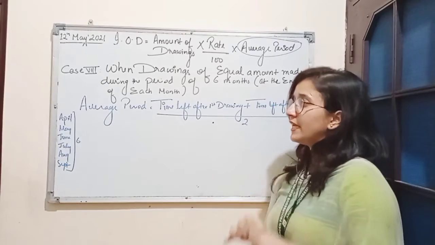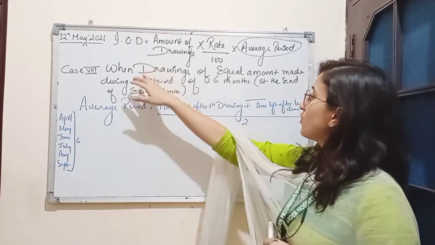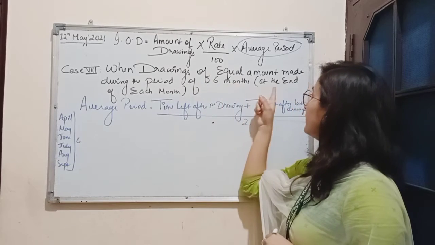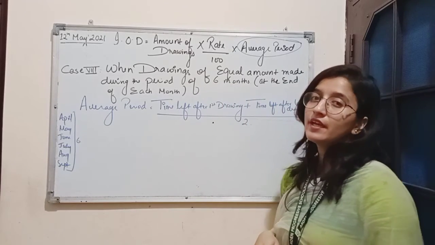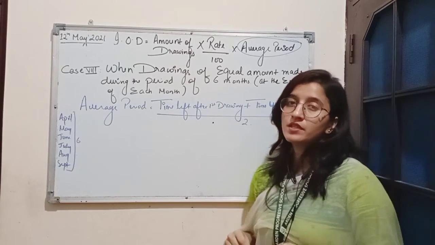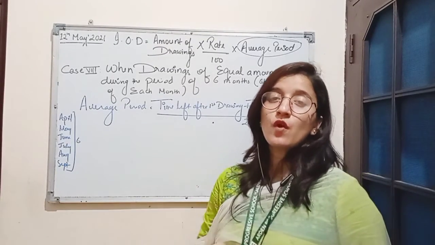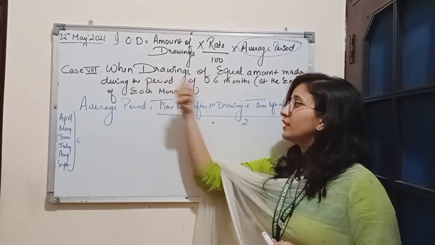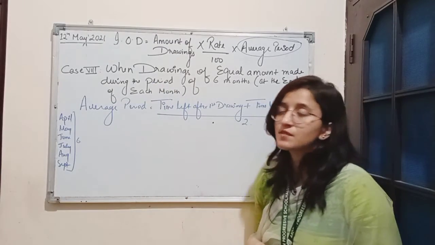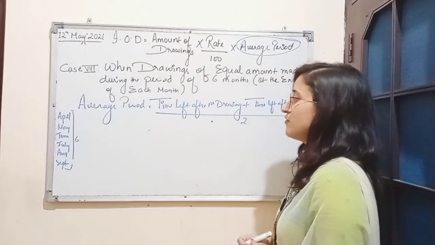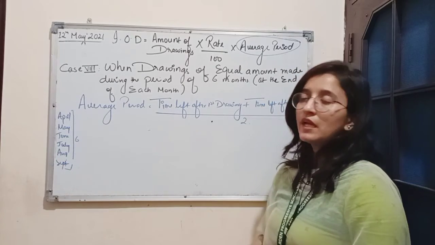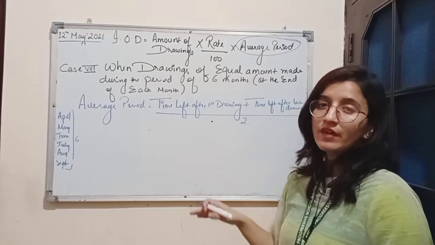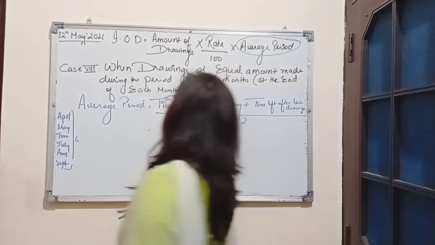Now here is 8th case, where drawings of equal amount are made during the period of 6 months in the condition at the end of each month. So here partner is withdrawing the amount of drawings at the end of each month for the time duration of 6 months. So to calculate average period, we'll write the formula: time left after first drawing plus time left after last drawing divided by 2.